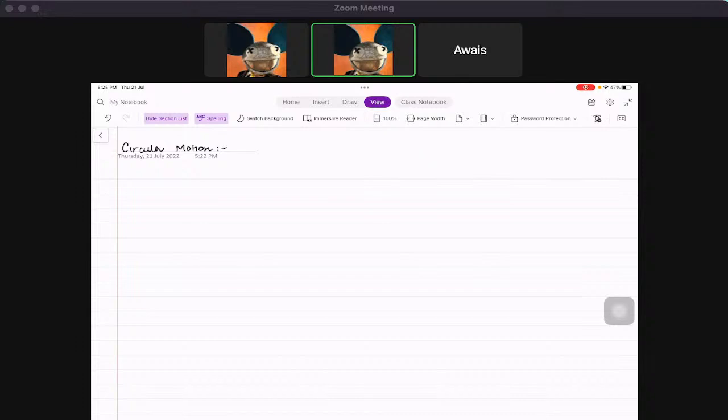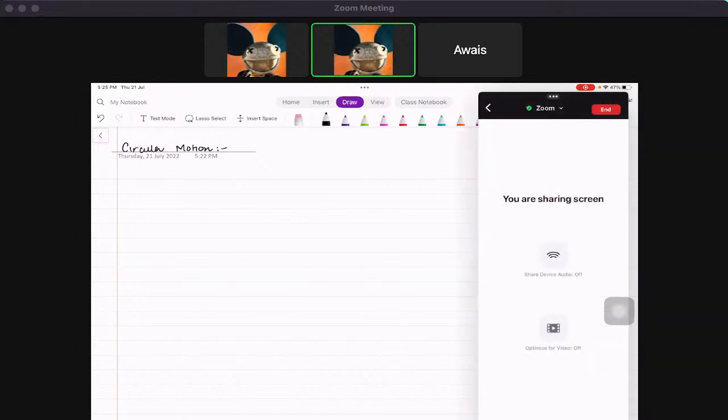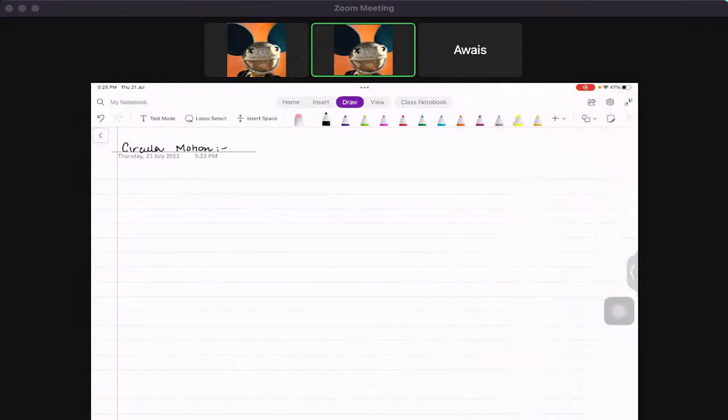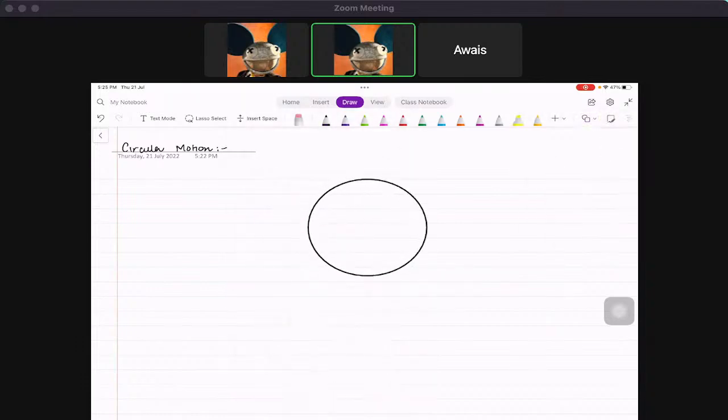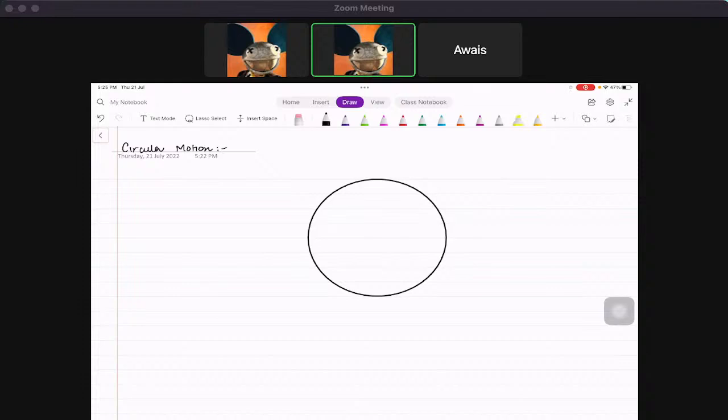Okay. Now, circular motion is about, let's suppose you have an object that moves in a circle. The circle would have a radius from its center, and it would move either this way or the other way.